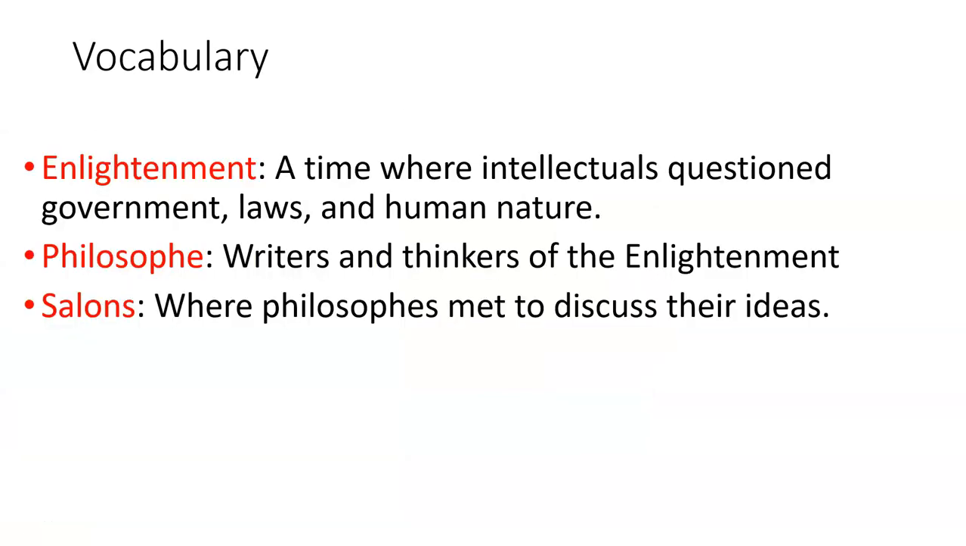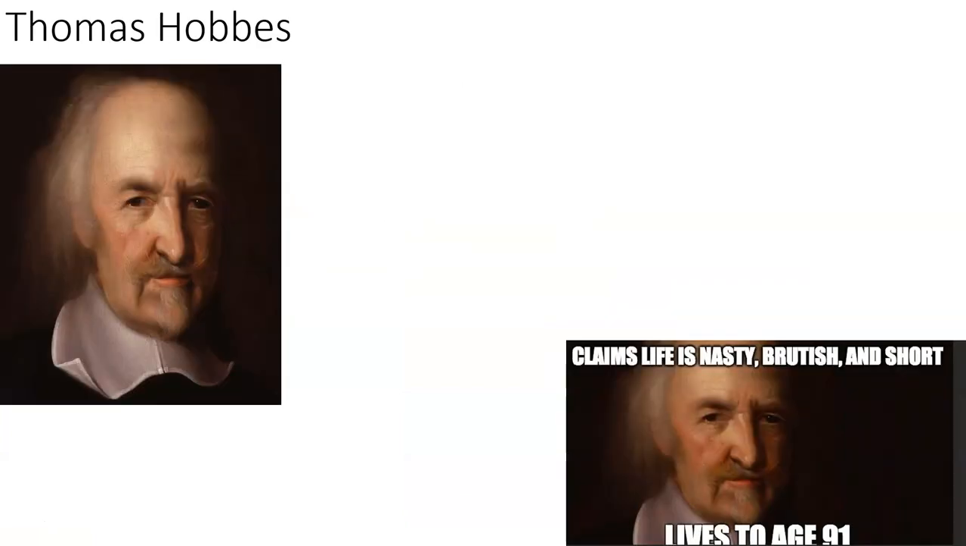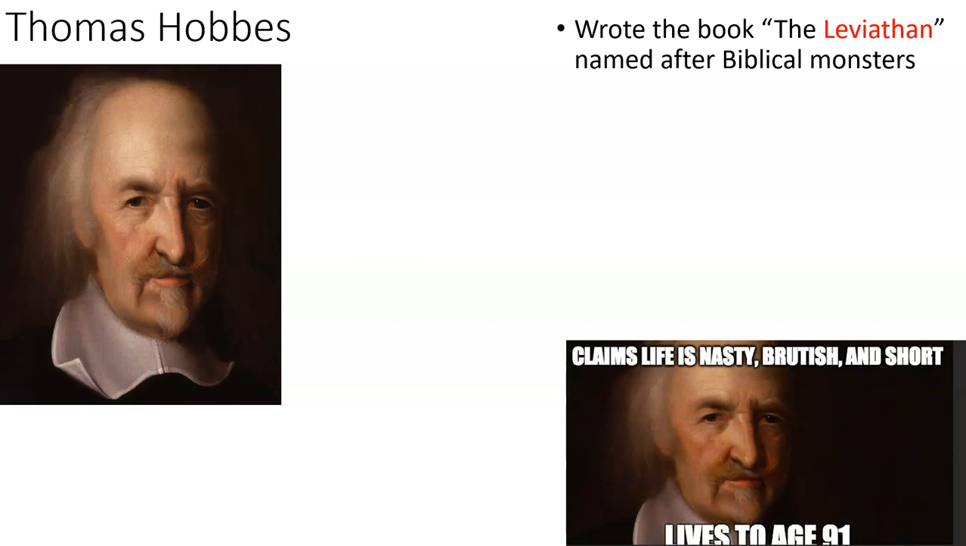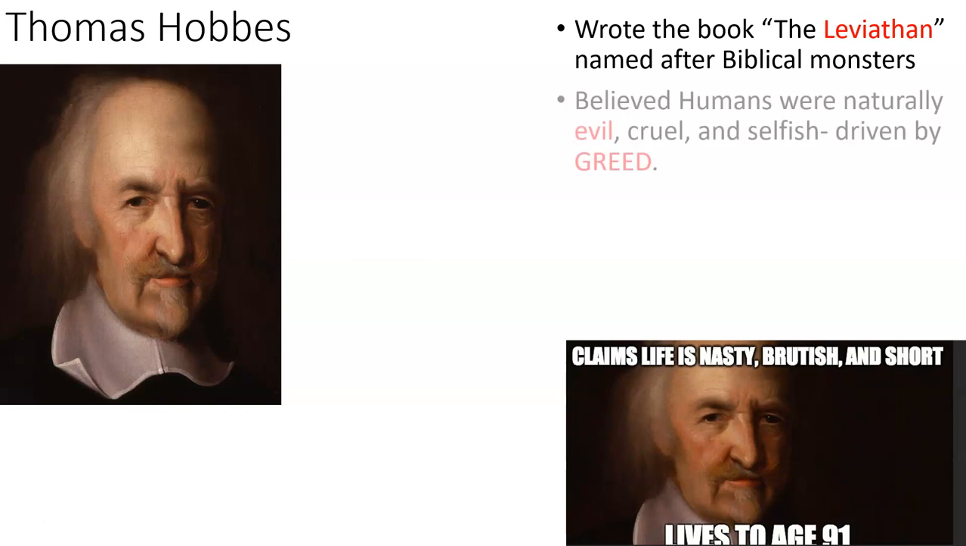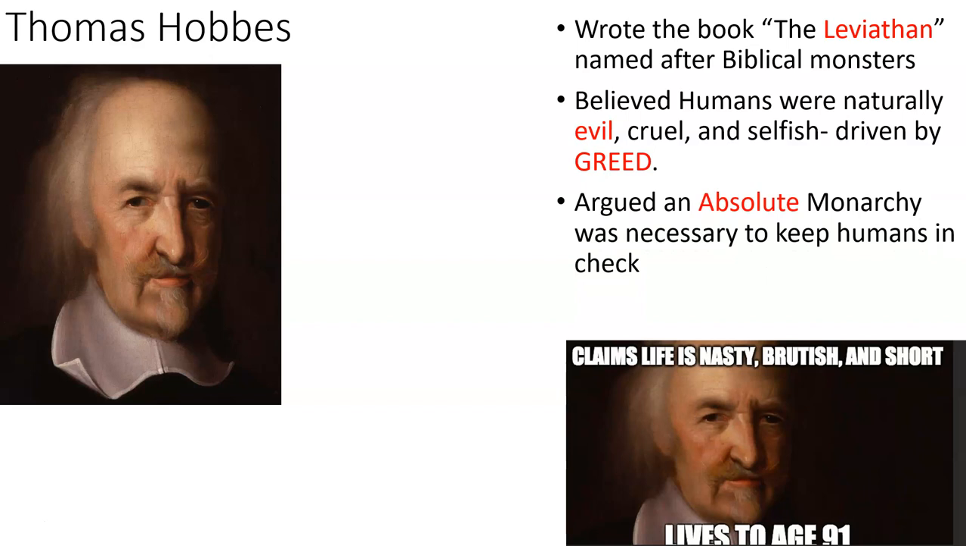1700s, okay? So let's start with Thomas Hobbes. This is the grumpy old man. Thomas Hobbes wrote this book called The Leviathan. And if you study the Bible at all, you'll know what Leviathans are. They're these biblical monsters. If you ever watch Supernatural, you know what Leviathans are. Again, biblical monsters. Hobbes believed humans are naturally evil. He believed that we were all motivated by greed, and we're just really selfish creatures, that we were born that way. And he said the only way for humans to exist on this world is to follow absolute monarchs. He was like, absolute monarchs keep us evil human beings in check.